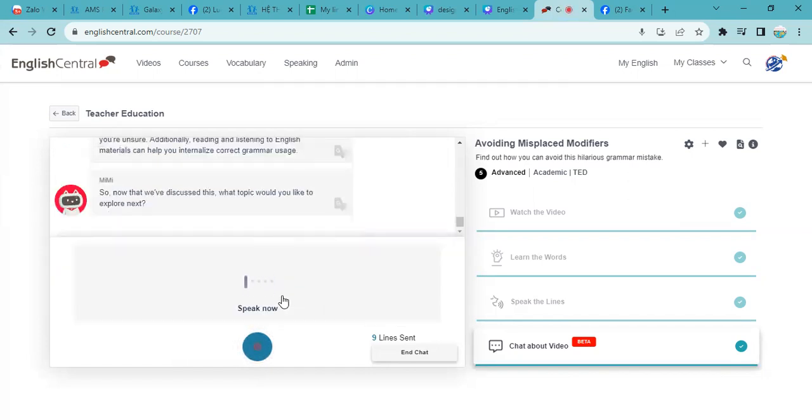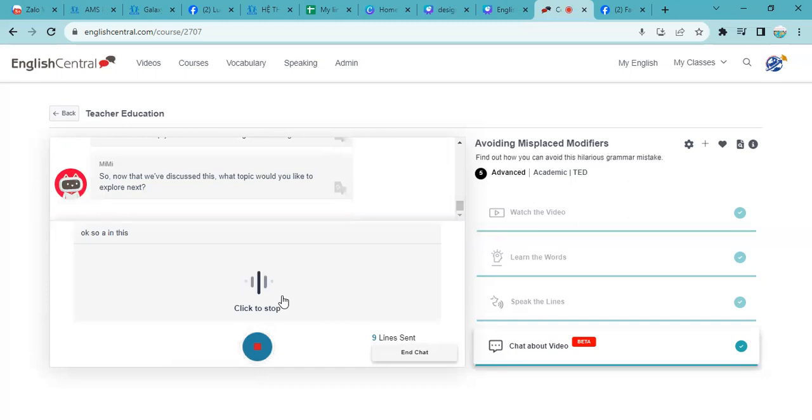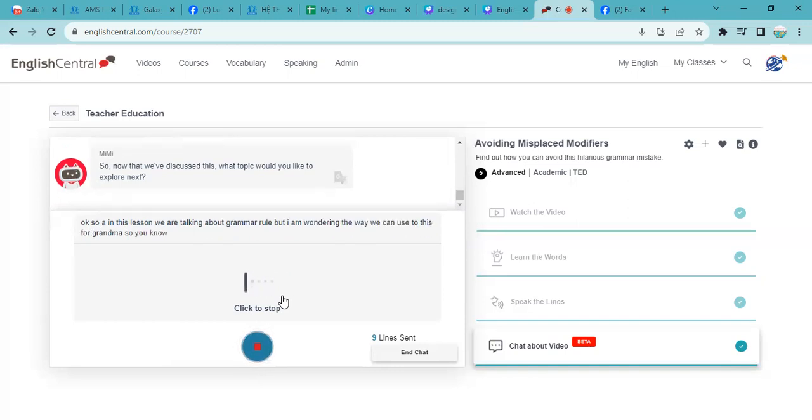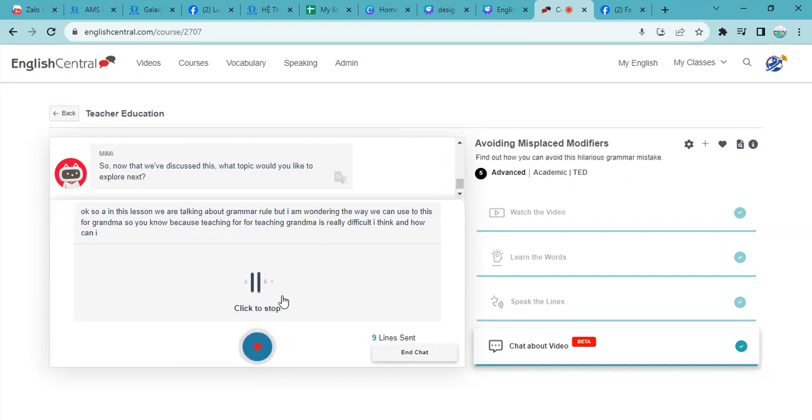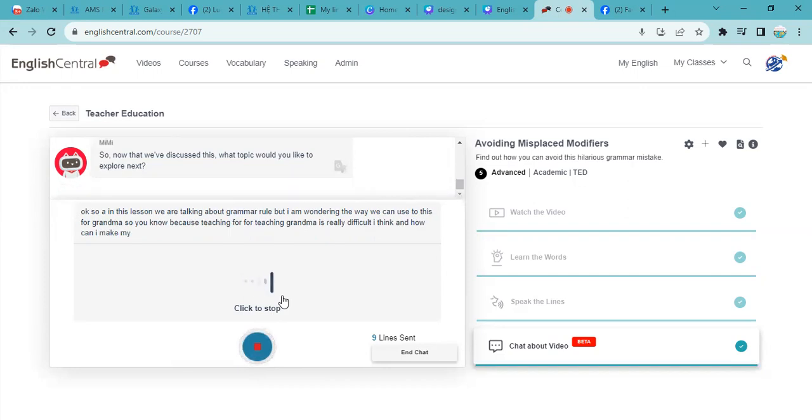Okay, so in this lesson, we are talking about the grammar rule, but I am wondering the way we can use to teach grammar. So, you know, because teaching grammar is really difficult, I think. And how can I make my class more interesting and help my students to be able to use grammar correctly? Because I have never thought about this.